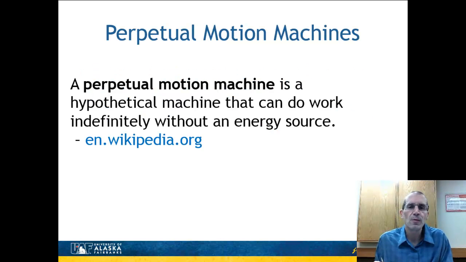So first I want to come up with a definition of a perpetual motion machine, and I took this one here from Wikipedia. I think it's pretty good. It says a perpetual motion machine is a hypothetical machine that can do work indefinitely without an energy source.